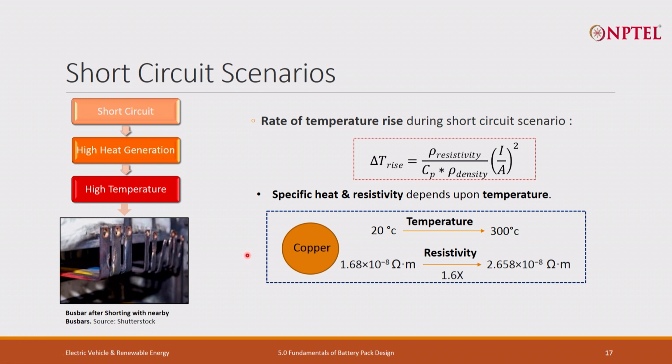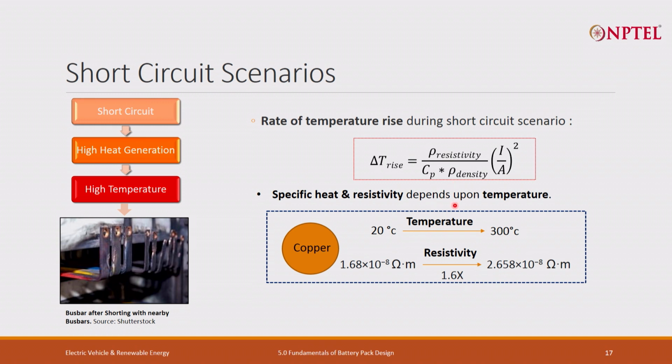Now, if you see, for copper, the temperature can rise from 20 degree centigrade to 300 centigrade during short circuit scenarios. The resistivity, if such things happen, becomes almost 1.6 times.